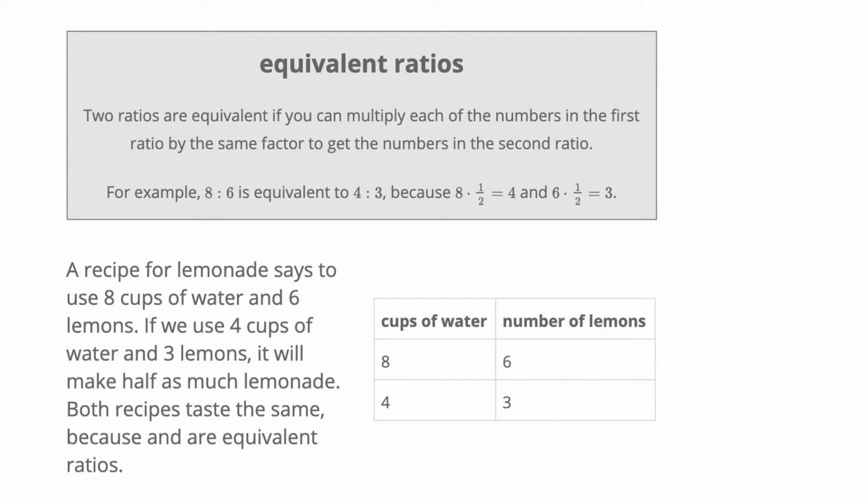So in this example, a recipe for lemonade says to use 8 cups of water and 6 lemons. If we use 4 cups of water and 3 lemons, it will make half as much lemonade. But both recipes would taste the same because they are equivalent ratios.